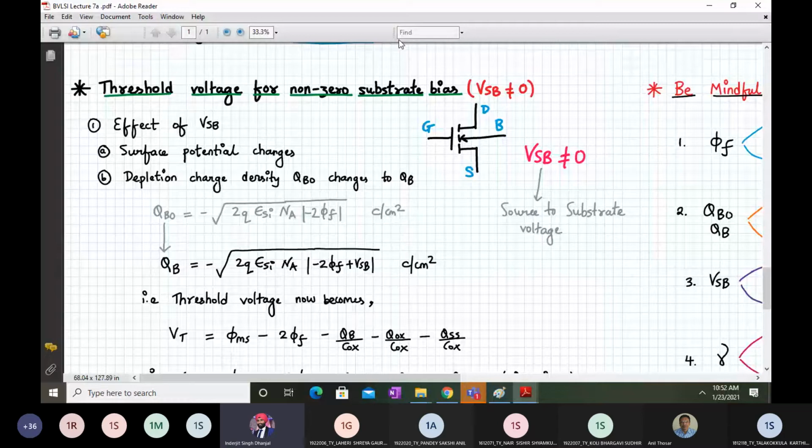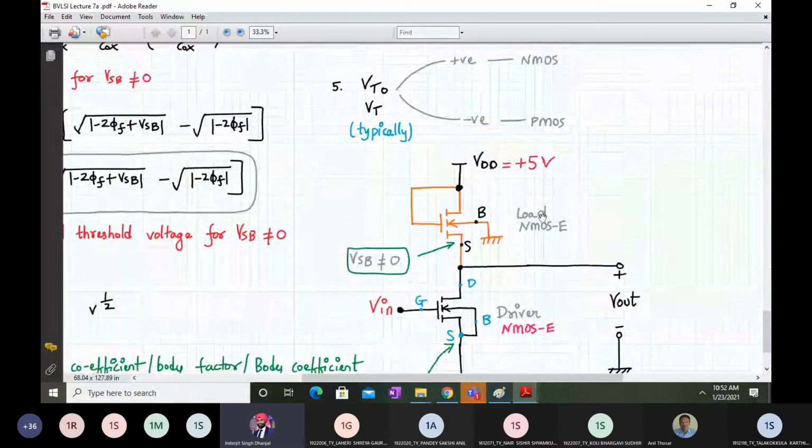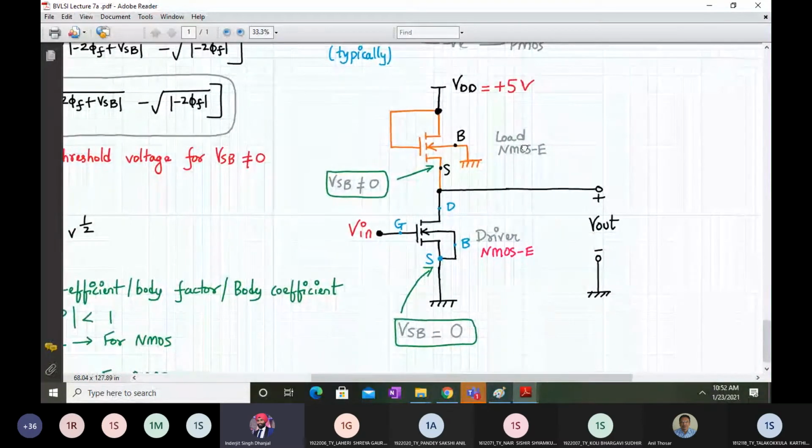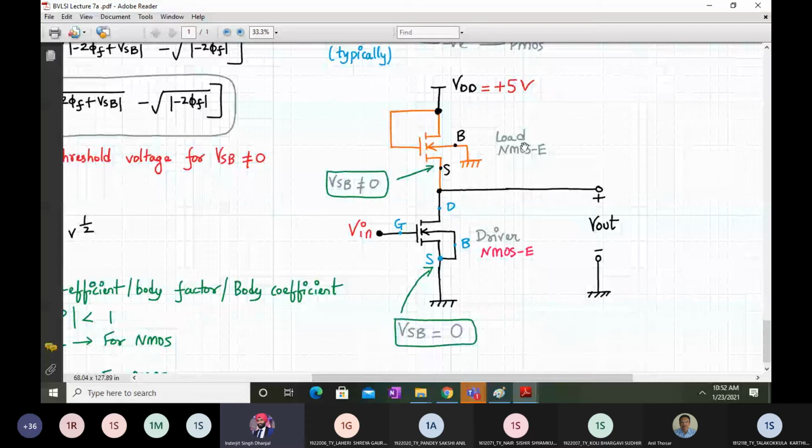Now we find the threshold voltage formula for a non-zero substrate bias where VSB is not equal to 0. That means your source to substrate voltage is not equal to 0, right? Such a situation arises. Now you must have seen this also. Here we are using an enhancement type load, enhancement type NMOS inverter. This also you will be studying, or you might have done this experiment.